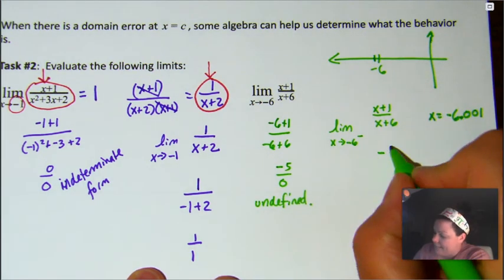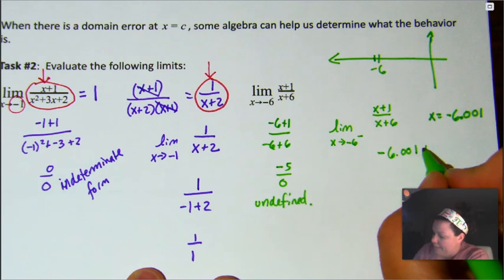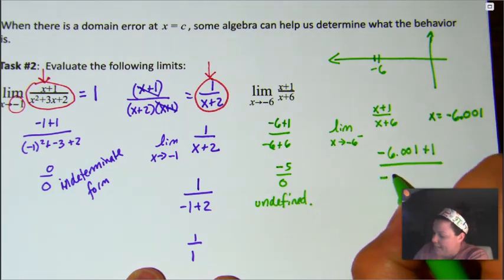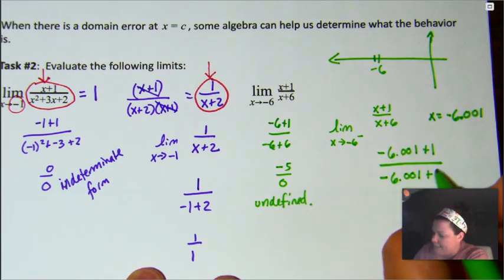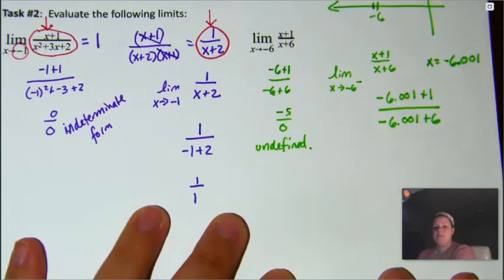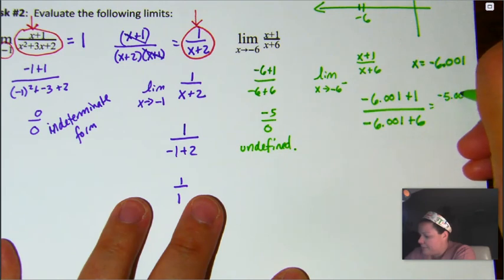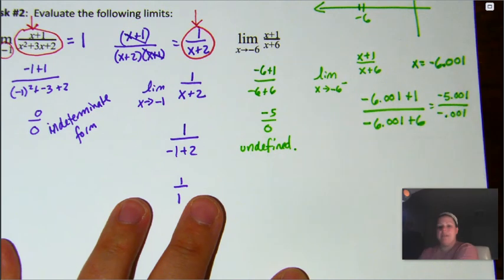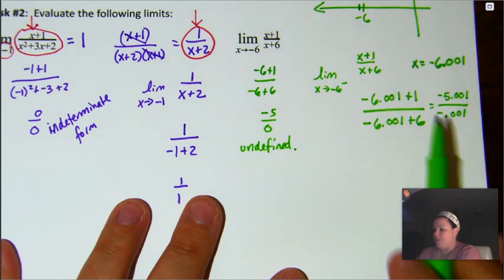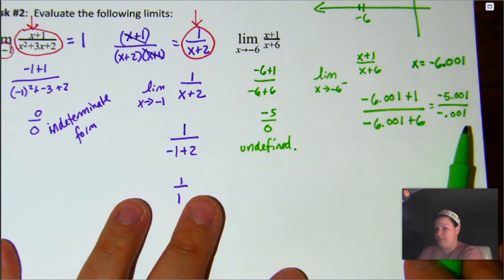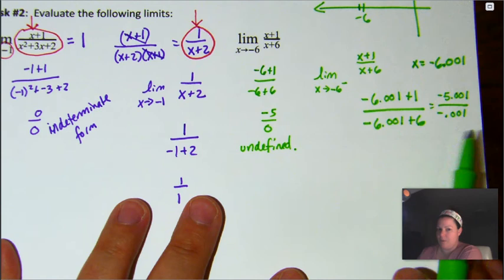So -6.001 plus a 1, all being divided by -6.001 plus a 6. In the top part, that's -5.001 being divided by a 0.001, actually a -0.001. Think about what that's going to do. If you take about 5 and you divide it by 0.001, can you use your calculators for a second to help confirm what you think is going on?